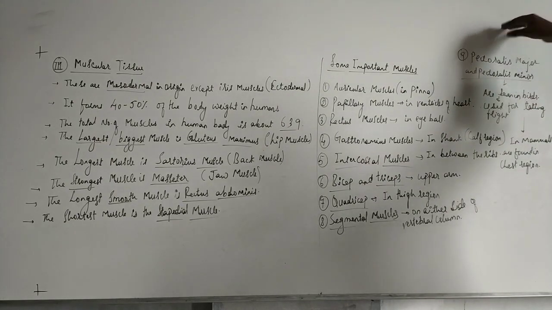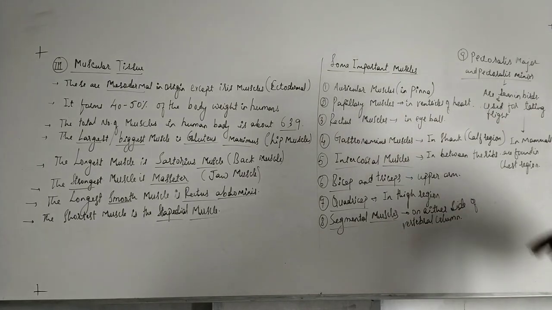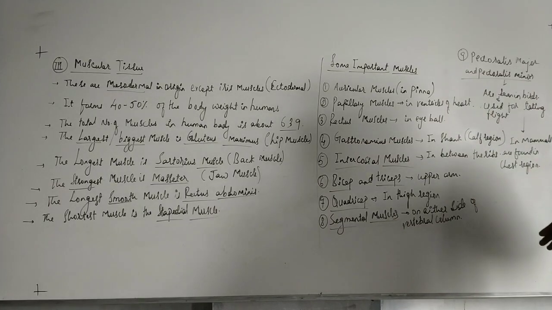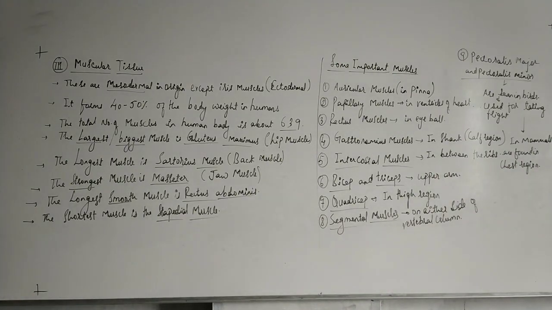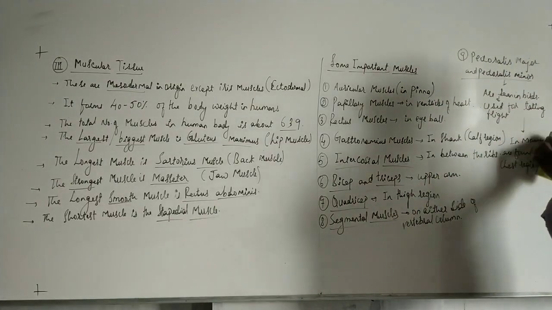Apart from that, we have pectoralis major and pectoralis minor. These are the muscles which are found most probably in birds, where they are used in taking flight, and in the case of mammals, they are found in the chest region. Okay, so you can pause the video and note down the points. Now we'll move to another point, that is, we'll see the structure.